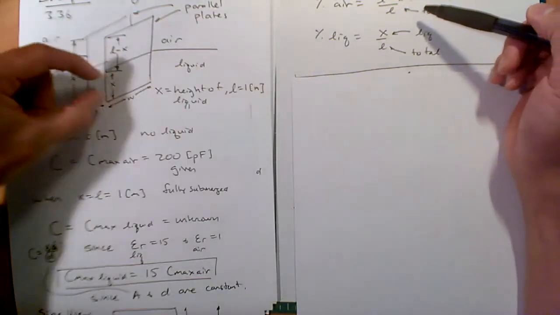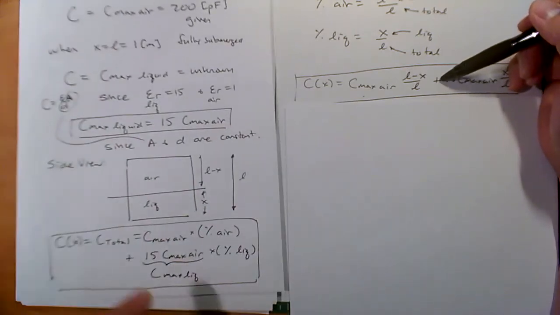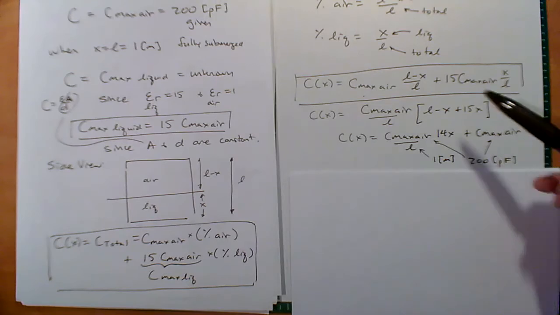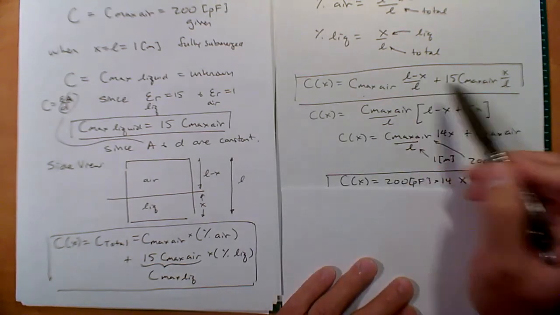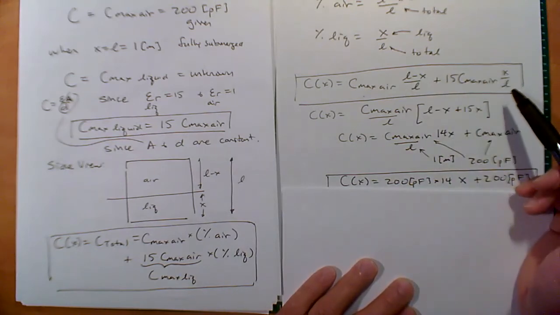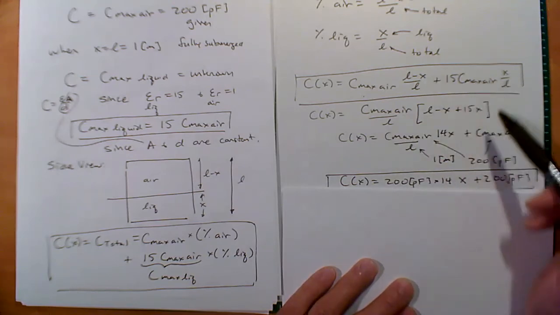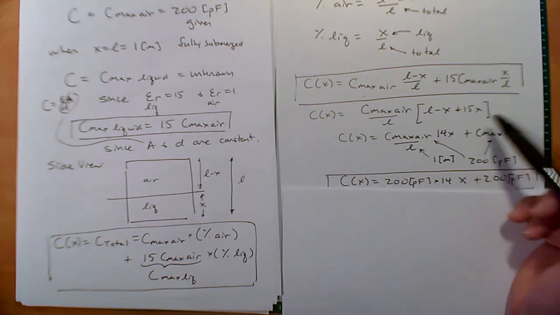And what about the liquid? It's just X over L. Easy. So you just punch that in, and that's our equation. Not too bad. Now we could just go and punch in all the numbers, right? So what do we have here? L pulls out, and we get L minus X plus 15X, no problem. We can put a 200 in here. Crunch, crunch, crunch.